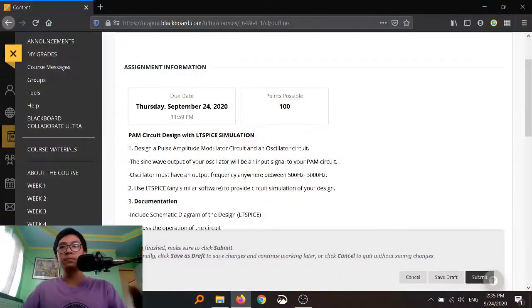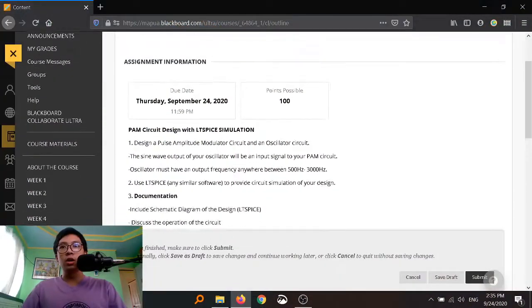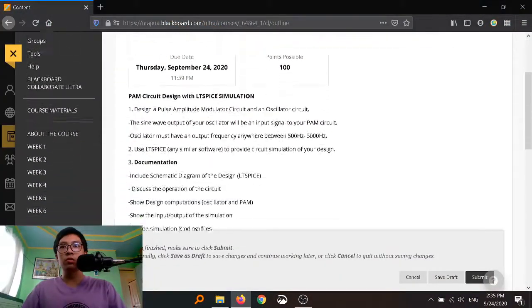Okay, good day, everyone. I am Eric John Habel, and I am here to talk about a pulse amplitude modulation circuit design with LTSPICE simulation. So here is our Activity 5 Project 1.